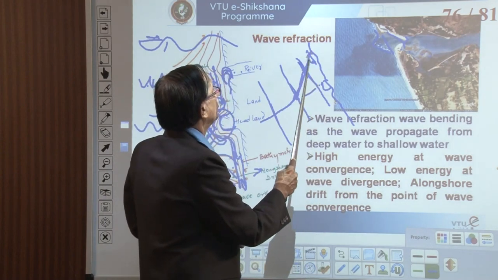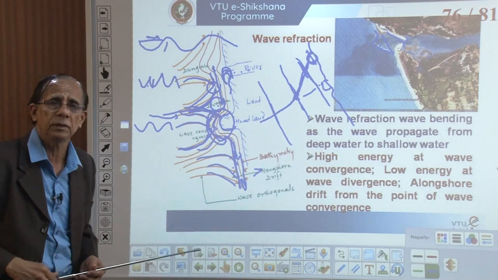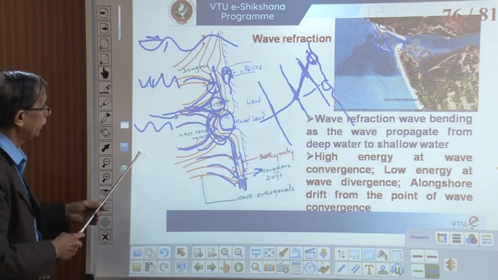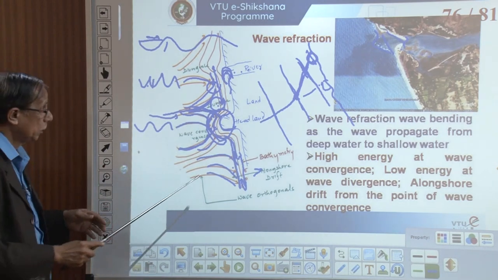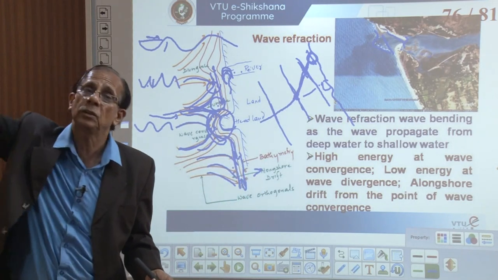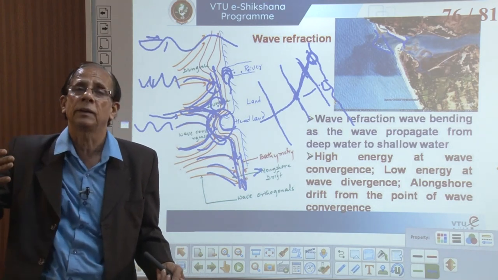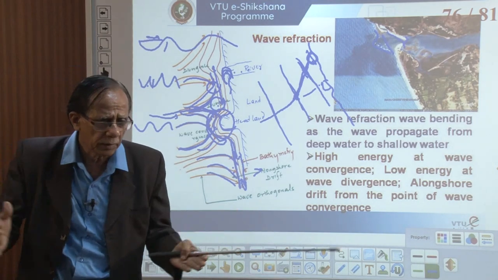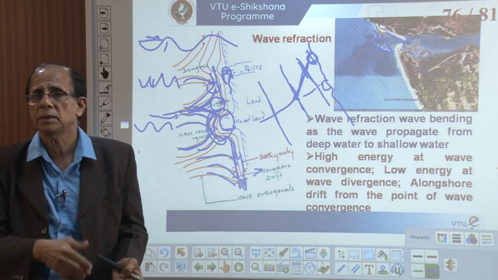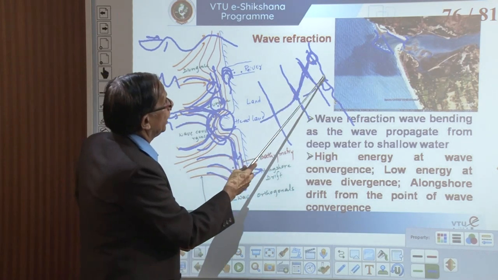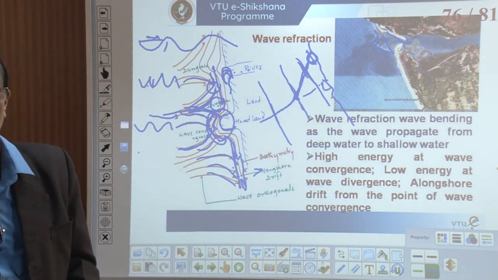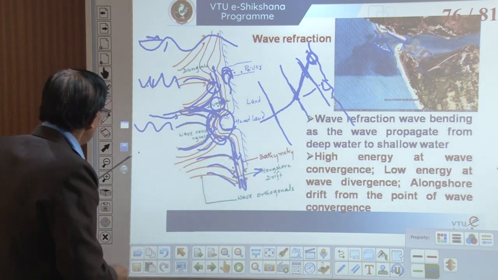High energy waves can hit a given area. Because of wave refraction, though in deep water the wave's initial height was 1 meter, by the time it reaches the coast it may be 2 meters, 3 meters, like that. So there is an increase in wave height, obviously high energy. There is a speed change, therefore, and a direction change also. As a result, high energy waves come and hit the coast. This process is called wave refraction, basically governed by the deep water wave height and initial direction.